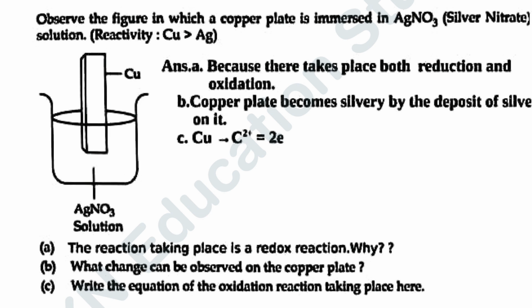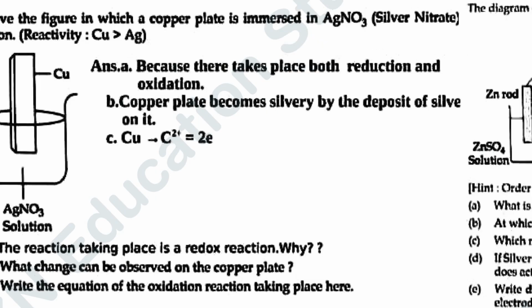First question. The reaction taking place is a redox reaction, and why? Answer. Because there take place both reduction and oxidation. Next question. What change can be observed on the copper plate? Answer is copper plate becomes silvery by the deposit of silver on it. Next question. Write the equation of the oxidation reaction taking place here. Cu gives Cu2+ plus 2 electrons.